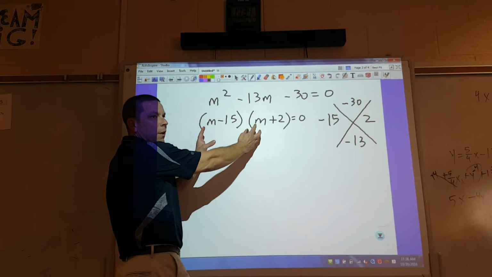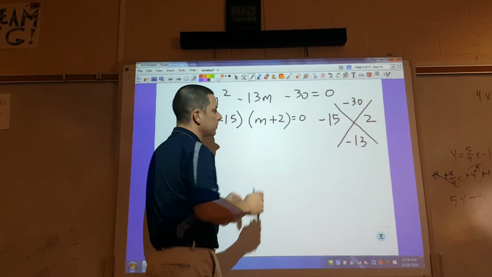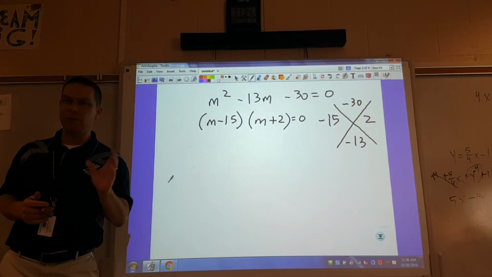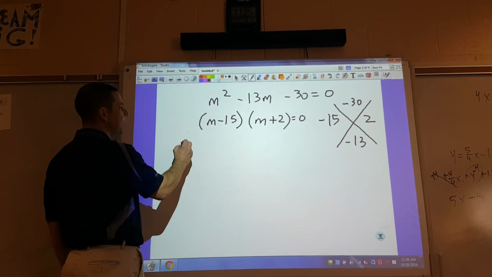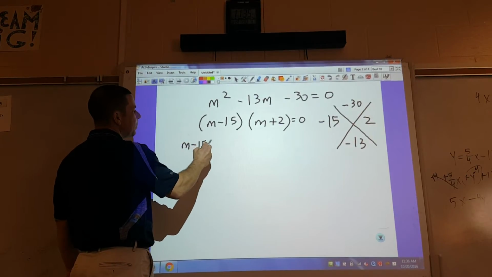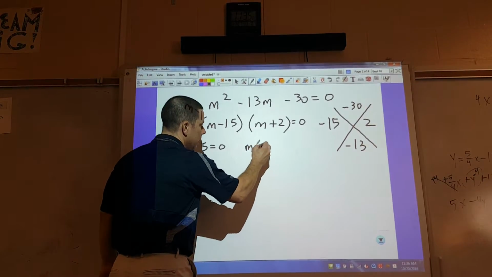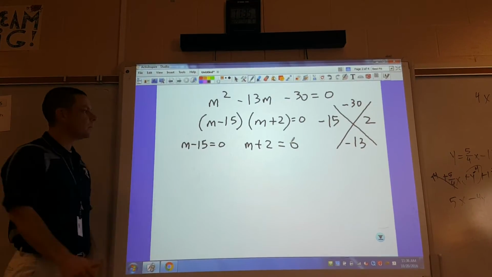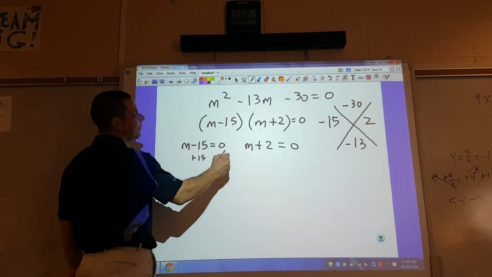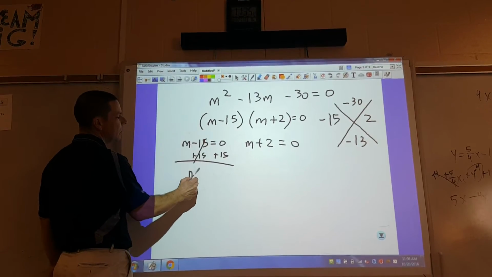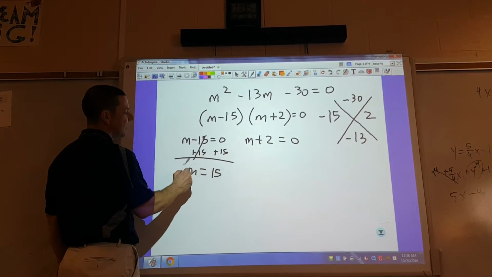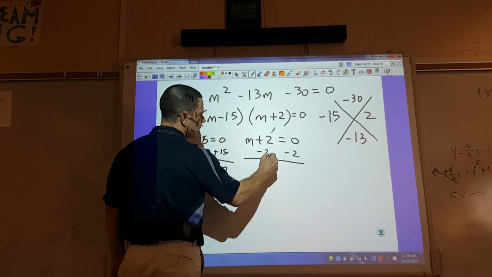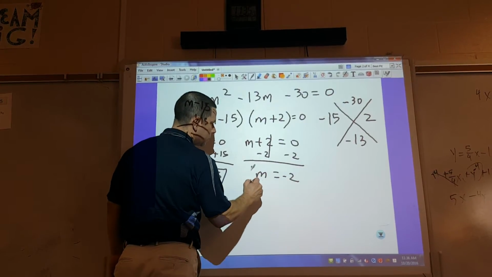If the result of these two factors multiplied together is 0, then one of these two factors must be equal to 0. So what you do is take each factor, set it equal to 0, and solve the resulting equation. Now I really don't expect you to need to write out these very simple equations every time, but I want to just show you the first time. So how do we solve this one? We add 15 and we add 15. So m equals 15. That's our first solution. On this one, we subtract 2, and m equals negative 2.